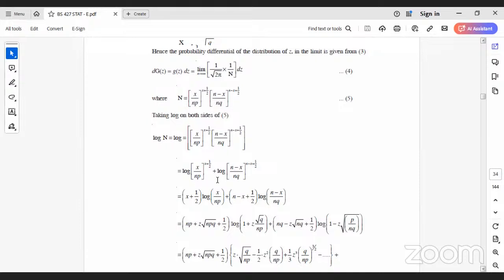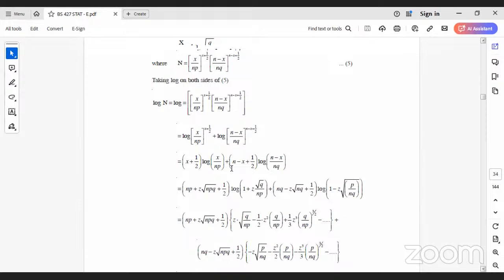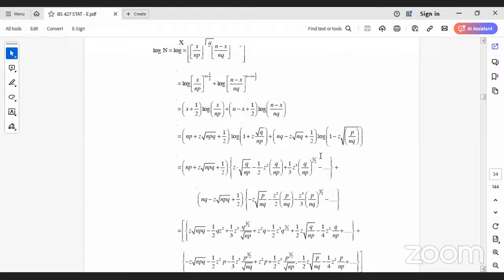Log x by np, x plus 1 by 2, plus log n minus x by n cube, n minus x plus 1 by 2, x plus 1 by 2, plus log x by np, n minus x plus 1 by 2 log n minus x by n cube.